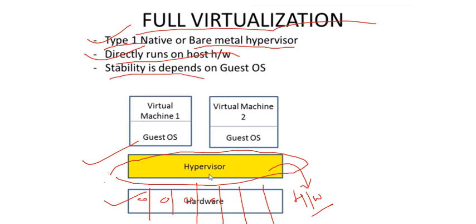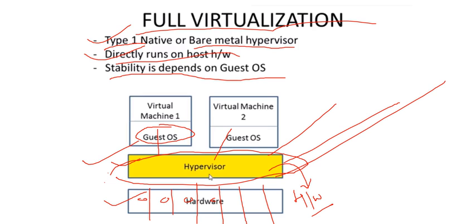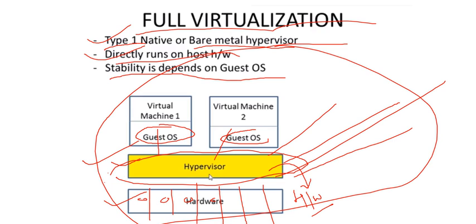Then the third point is stability depends upon the guest OS. So what does it mean? We can see that the hypervisor can give services to multiple operating systems. We can install multiple operating systems on this hypervisor, but there is one problem: the stability of this whole system depends upon the guest operating system.